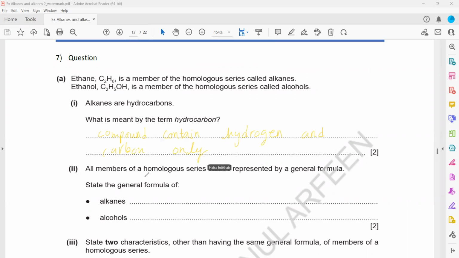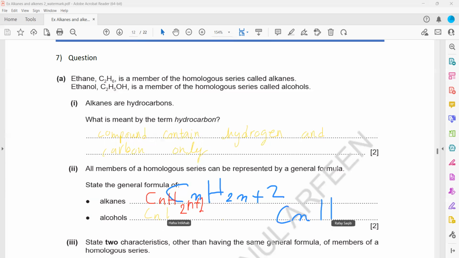Then you have to learn the general formula. All the members of a homologous series can be represented by a general formula. What is the general formula of alkane? CnH2n+2, that's right. And for alcohols, CnH2n+1OH. Memorize the general formula for alkane, for alkene, for alcohols, and carboxylic acid as well.